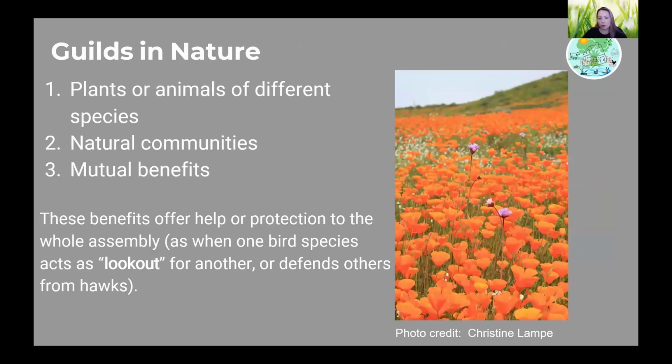In the natural world, we often notice assemblies of plants or animals of different species that nevertheless occur together over their range or habitat. Closer examination of such mixed assemblies often reveals a set of mutual benefits that arise from such commingling of togetherness. These benefits offer help or protection to those of the whole assembly, as when a bird of a species acts as a lookout for another or defends others from a hawk.